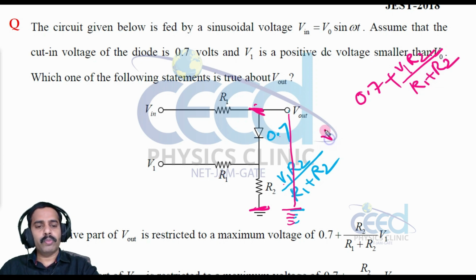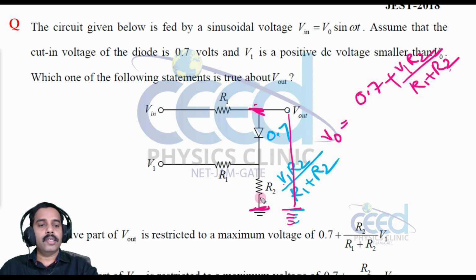So this is going to be the maximum output, restricted to the maximum value. And the minimum value we can say in the switch off condition. If the diode is switched off, the minimum value is V1 R2 divided by R1 plus R2, because this diode is in reverse biasing, so it is an open circuit. So only the voltage across this will be what we get at the output, because we are taking the output parallel to this.